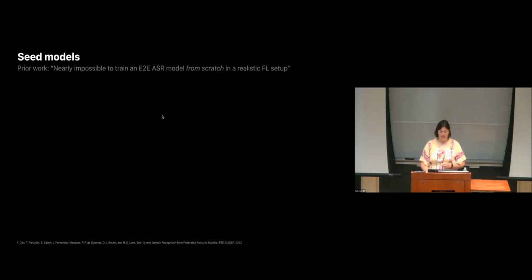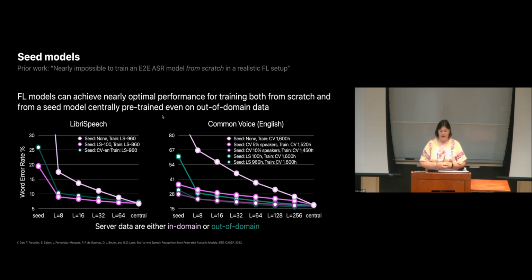So the next question is: can we train without a seed model, or how does a seed model from an out-of-domain distribution actually influence training? Overall, we see that it doesn't matter. We can train without a seed model with a proper configuration of optimization. And the second thing is that an out-of-domain seed is fine. It works, and you just need a bigger cohort size in the training.